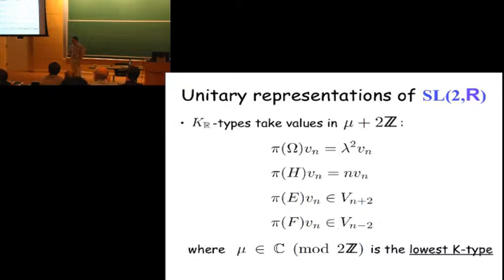And then pursuing this a little bit further, in case of SL2R, you quickly conclude that these K-types take values in mu plus 2Z. So mu is some fixed number, could be complex a priori. But then for a given representation, all of these eigenvalues for the circle action have a spacing which in my normalization is equal to 2. So, for example, the raising operator changes the eigenvalue, the K-type, by plus 2. The lowering operator changes the K-type by minus 2.